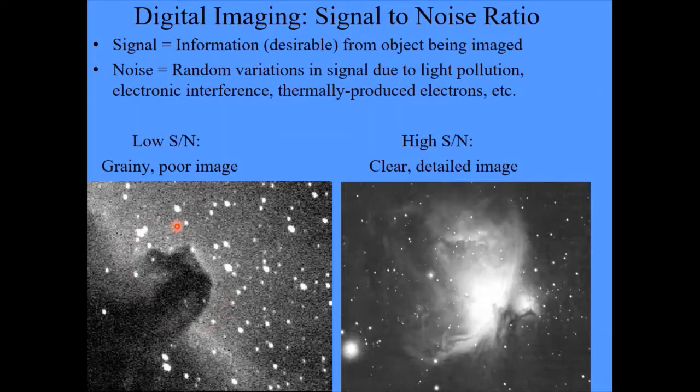So this is an early image that I took many decades ago with an early digital camera. Actually, this was one that I built myself. And this is called the Horsehead Nebula, which is a very faint object. And this picture is poor quality because it has a low signal-to-noise ratio. In other words, the signal is weak and the noise is strong. So the result is a grainy, poor image. This is a different image of the Orion Nebula that has a high signal-to-noise ratio. The result is a clear, detailed image.